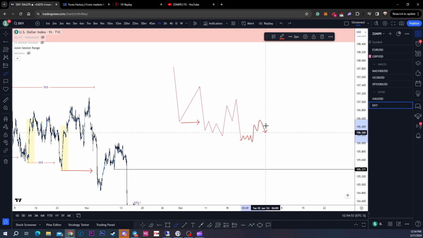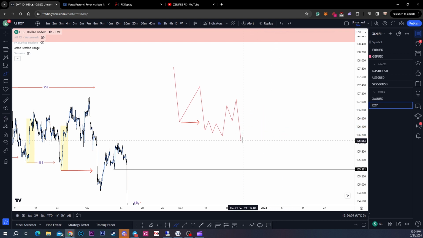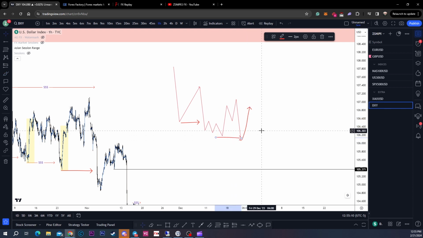pull back, you want to see that complex pullback. You want to see the market kind of struggle to go higher. You don't want to see the market match the same aggression, because most likely than not it's going to be a liquidity sweep if the market is matching that same aggression with that same momentum underneath that low, as we see here.